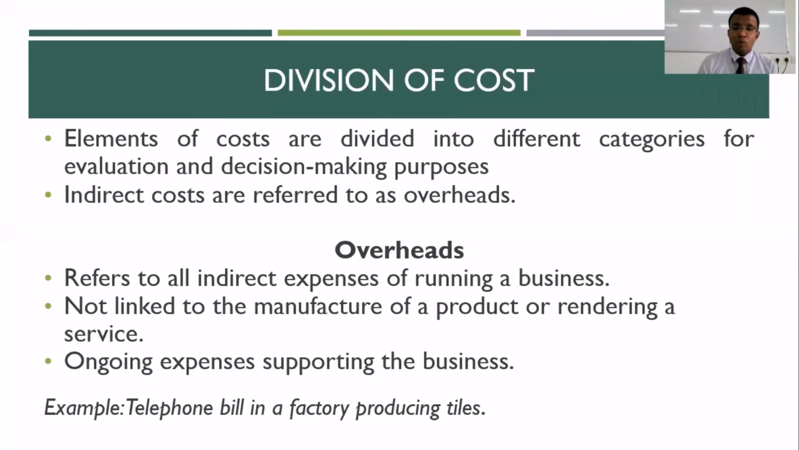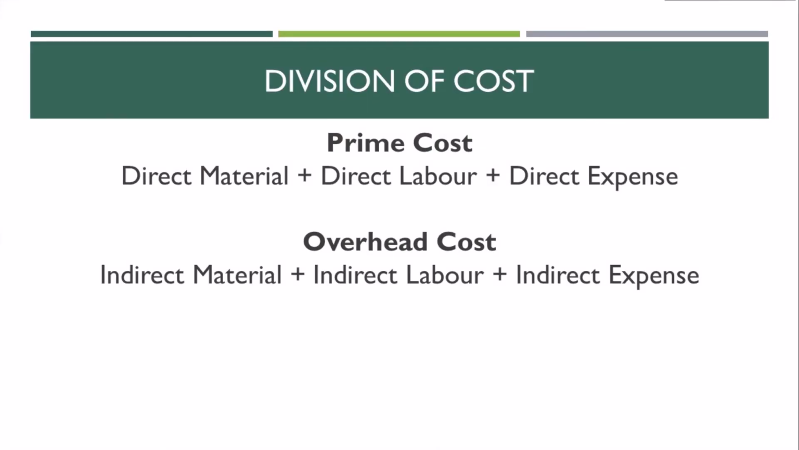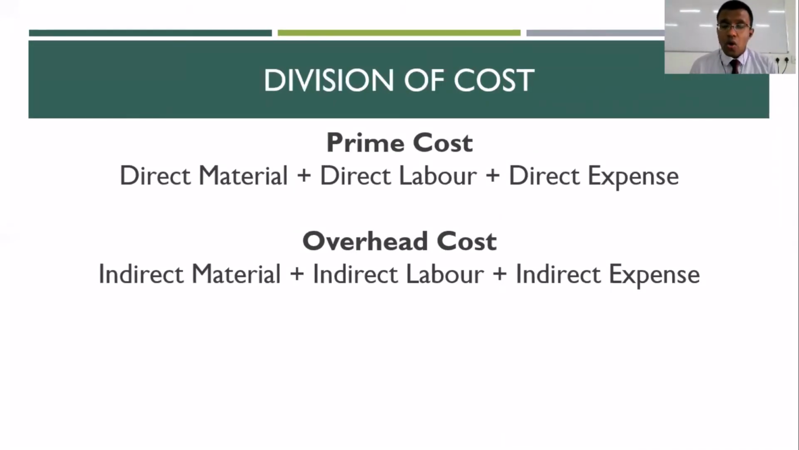Now, talking a little bit more about divisions of cost, you can divide costs into two broad areas. You have something which is called prime cost, and then you have what is called overhead cost. A cost which comprises your direct material, direct labor, direct expense, this is referred to as prime cost. Whenever you sum up all your indirect costs, that is referred to as overhead cost.